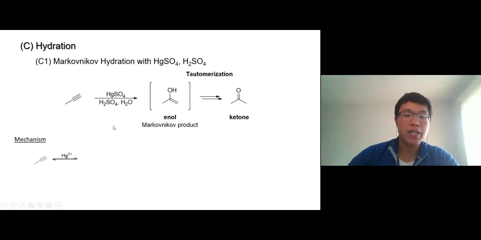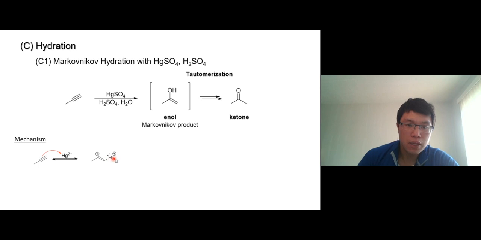Very similar to alkene. Nucleophilic attack. Oh, by the way, this is mercury sulfate. It's an ionic bond. So mercury is floating around as an ion in the solution. Okay, so you get mercury on it, and you get a carbocation right here. All right, mercury doesn't get on the other carbon because at the other carbon you get a primary carbocation, which is less stable.